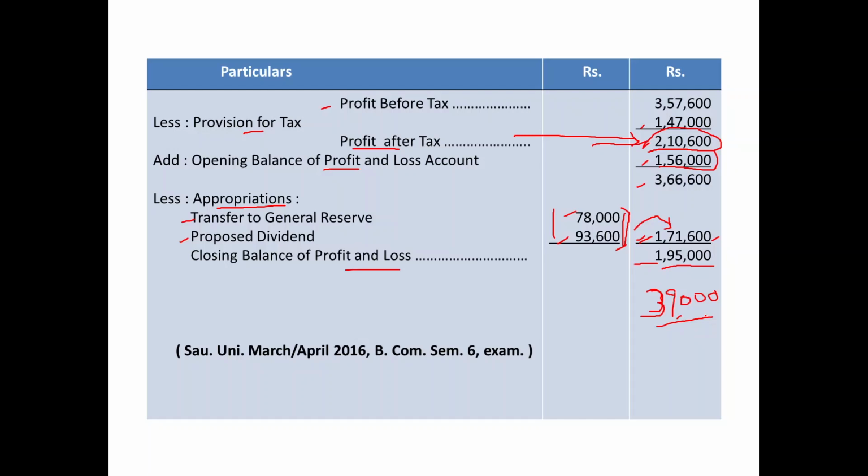to decide the profit of the year. In the cash flow statement, we compared the two balances of profit and loss appropriation given in the balance sheet, and we decided the net profit of the year 39,000. The same 39,000 can be confirmed, verified, reconciled from this profit and loss account also in this way: profit of the year minus appropriation items 1,71,600 gives the profit of the year 39,000. So this was the verification of the net profit that we decided and recorded in the cash flow statement.